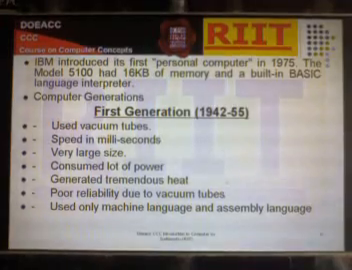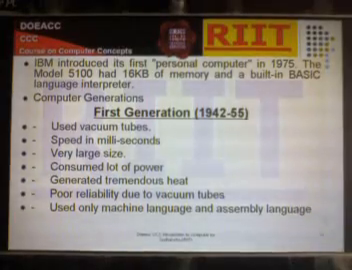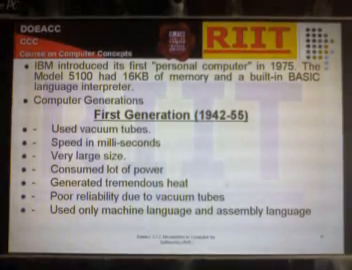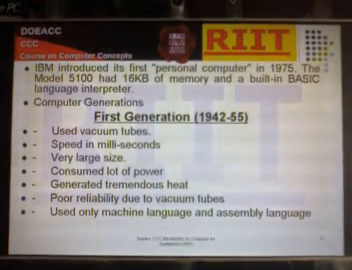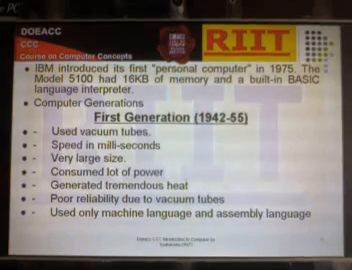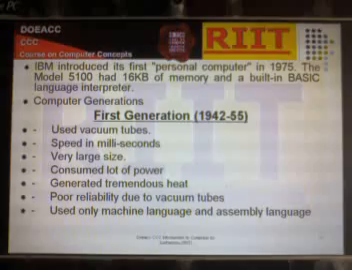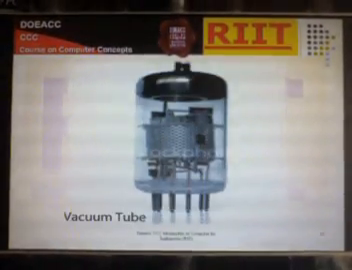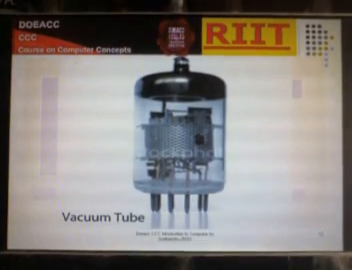Computer generations. First generation, 1942 to 1955: used vacuum tubes, speed in milliseconds, very large size, consumed a lot of power, generated tremendous heat, poor reliability due to vacuum tubes, used only machine language and assembly language. Vacuum tubes were the main component of the first generation.